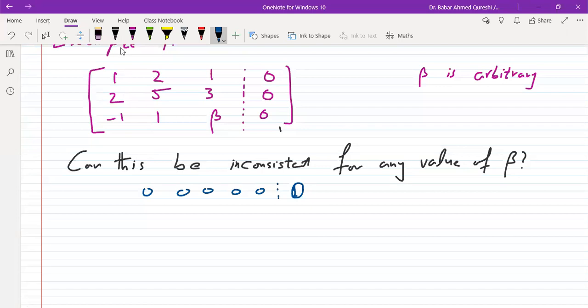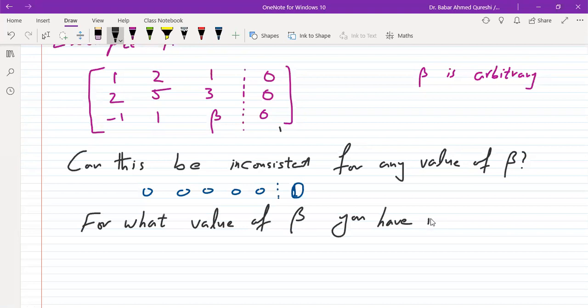We can ask another question. For what value of beta do you have infinite solutions, infinite number of solutions?